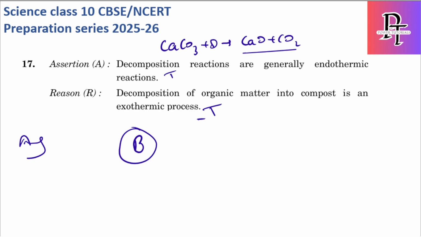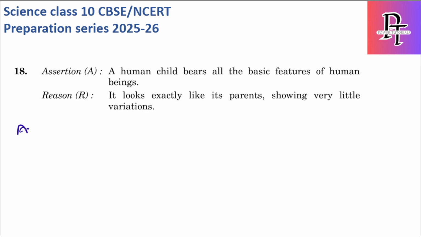Okay, next move to the 18th question. A human child bears all basic features of human beings. As this is true, it looks exactly like parents. It is false, because in sexual reproduction there will not be exact representation of parents. There will be similar features but not 100%. So A is true, R is false. The answer is C.